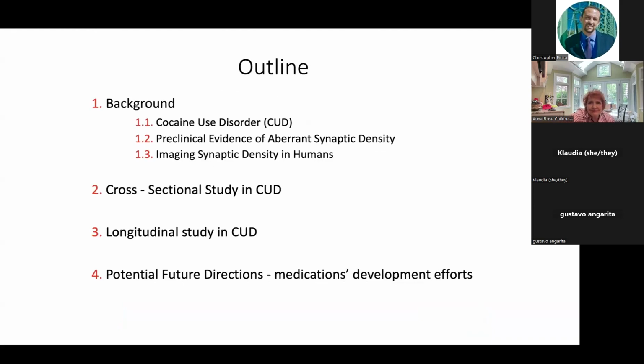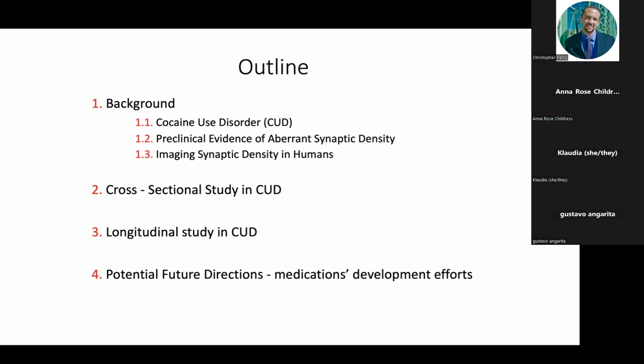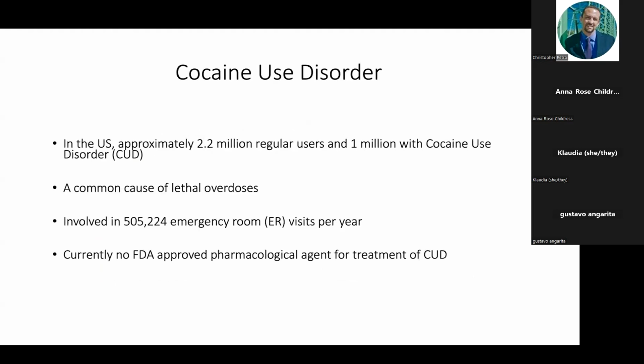This is a brief outline of the presentation. So we have some background in terms of cocaine use disorder, and the preclinical studies on aberrant synaptic density that preceded the clinical work that we are doing now. And then the process for us to get to the point of imaging synaptic density in humans now. Then I will be talking about a cross-sectional study that we did first, then a longitudinal study that we are currently doing, and then I'll be briefly talking about potential future directions as it pertains to medication development efforts.